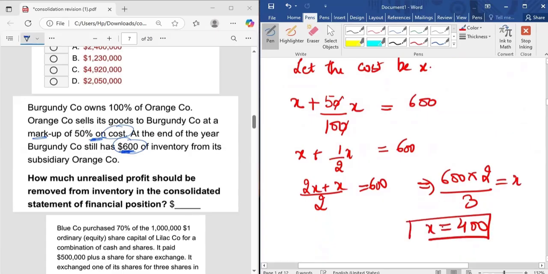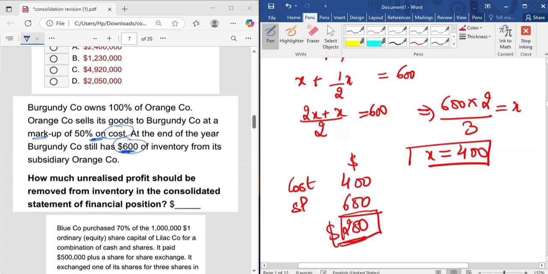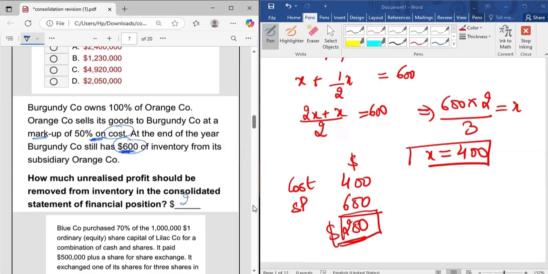So see, the cost price of the inventory was $400 and Orange Company sold it for 600. This was my selling price. So what is the unrealized profit? It would be 600 minus 400, so it would be 200. Since the entire goods are still in the inventory of Burgundy Company, this would be my unrealized profit, $200. So here I write 200.